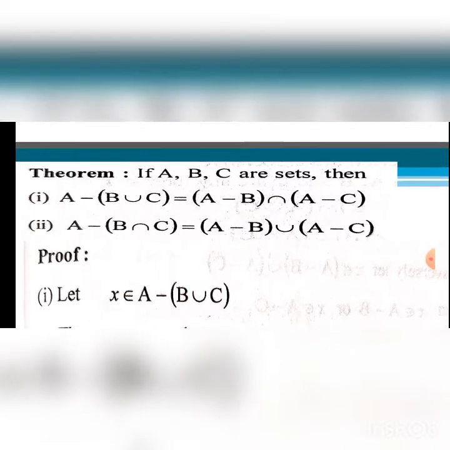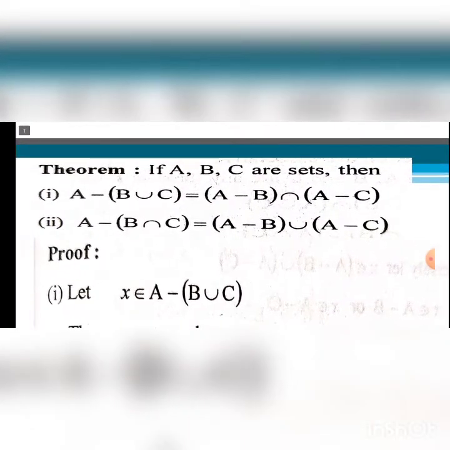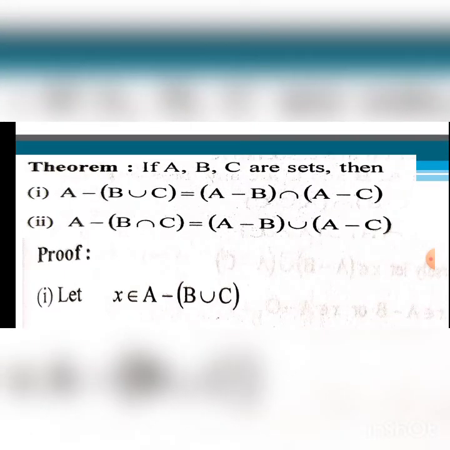So how to prove this? We are going to show the two sets are equal. When we say the two sets are equal, firstly we show left hand side is a subset of right hand side, then secondly we prove right hand side is a subset of left hand side. So what we get, two sets are equal.